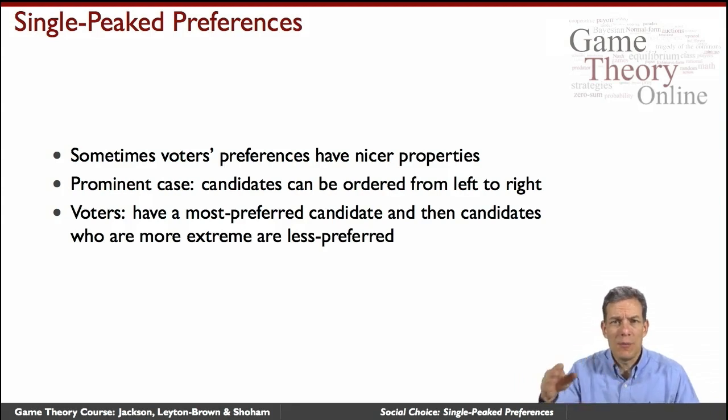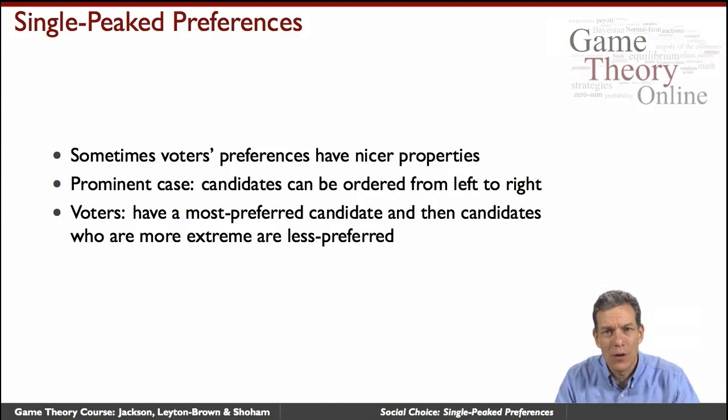And in situations where people have a most preferred outcome or candidate on this spectrum, then we're going to have nice properties in terms of having an existing Condorcet winner, having nicely defined voting schemes, and so forth. And so the idea here is people have a most preferred point, and they prefer candidates closest to that and don't prefer ones that are further away.